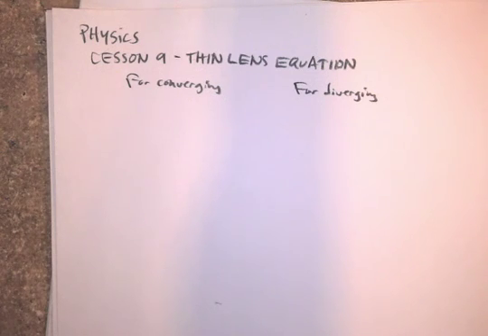All right, fellas, we're up to lesson 9 here. We're looking at the thin lens equation. We did the ray diagrams for lenses. Now we're going to look at the equation. Okay, last lesson for this chapter, and then we're going to move on to a project for the next week or two.